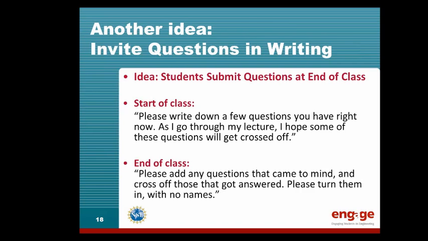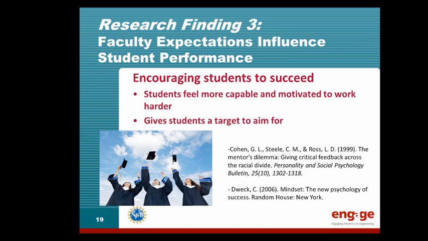Okay, so we're going to go to the next research finding, which is that faculty expectations influence student performance. What we know from the research is that from the time a student is in kindergarten and first grade, they are well tuned into what their teachers expect from them. The saying goes that students will float to the mark set. And this builds on what Krishna said, that students will work harder and persist if they believe the professor believes in them and their capabilities.